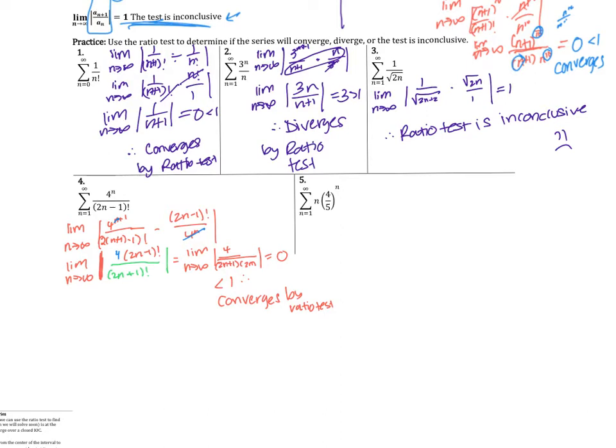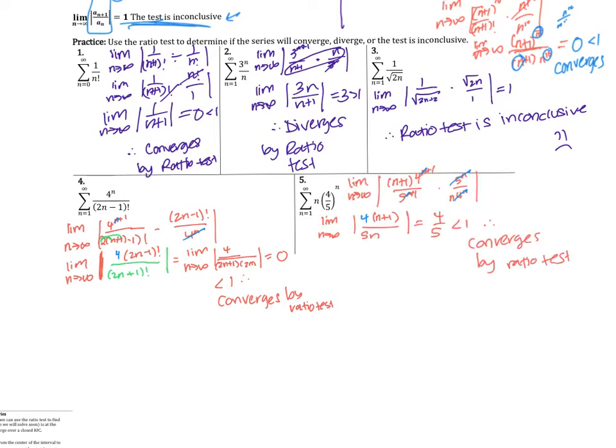All right, number 4 has some factorial work that you need to do. You need to make sure that you distribute this 2 to the n plus 1 when you're substituting that in, and that you simplify the 2n minus 1 factorial over 2n plus 1 factorial in the denominator there. So that limit is 0. 0 is less than 1. Therefore, this series converges by the ratio test. And lastly, for number 5, we can look at that limit. A lot of stuff simplifies out. So the limit as n approaches infinity is going to be 4 over 5, which is less than 1. Therefore, this converges by the ratio test.